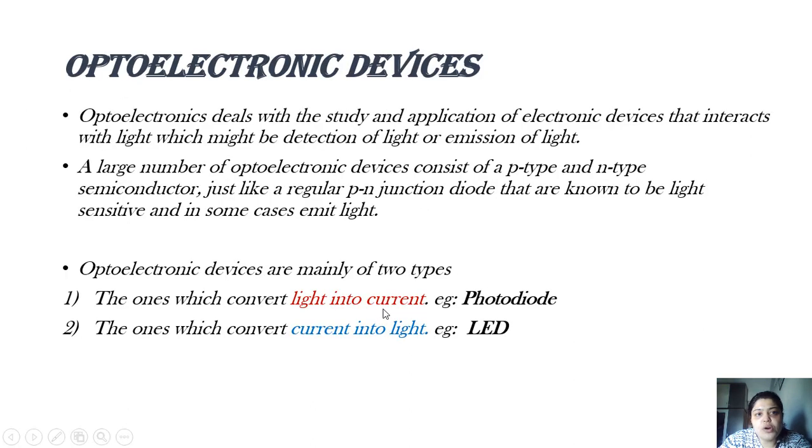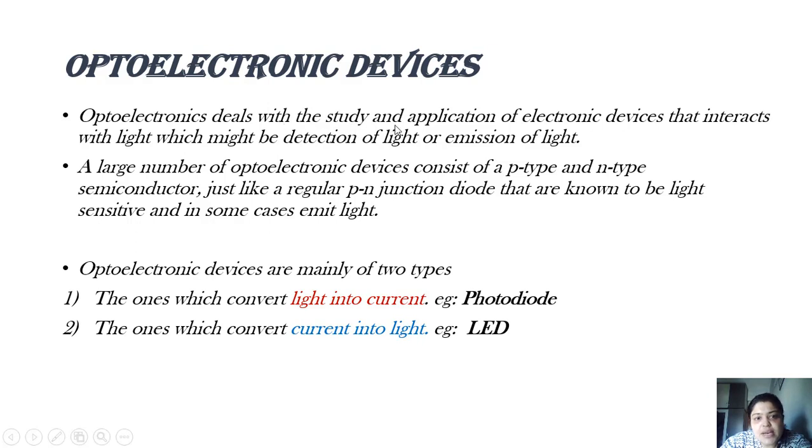Now let us move on to the next topic, that is optoelectronic devices. What do you mean by the word optoelectronic? Optoelectronic devices basically mean conversion. Opto stands for optical, electronic means current. So light to current or current to light. Such devices which exhibit this process are optoelectronic devices.